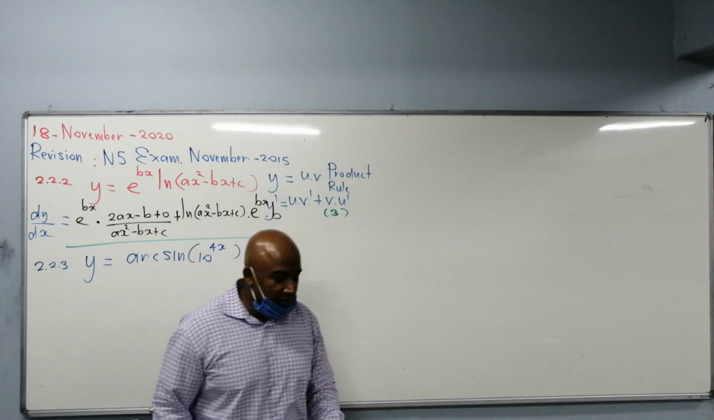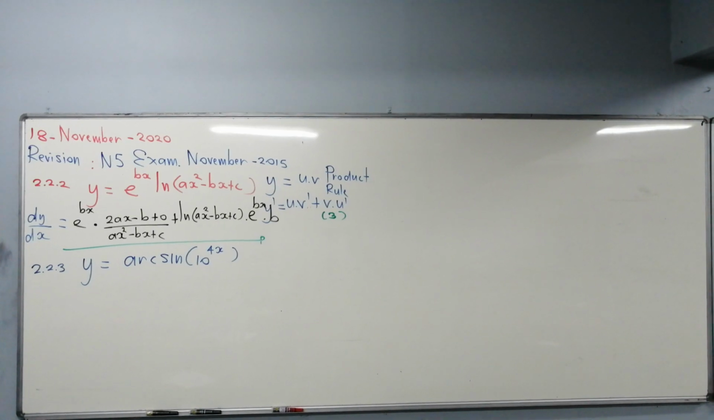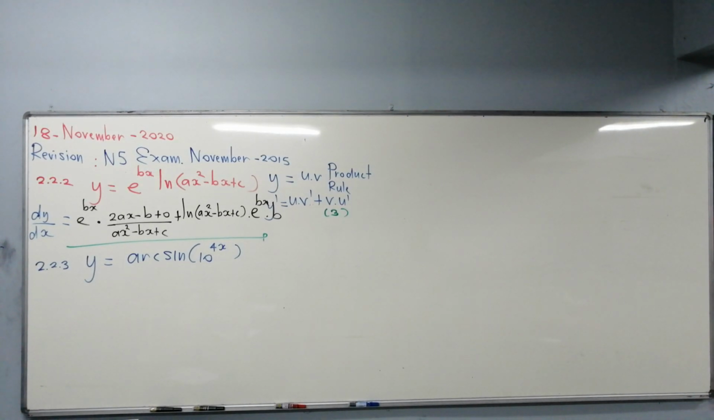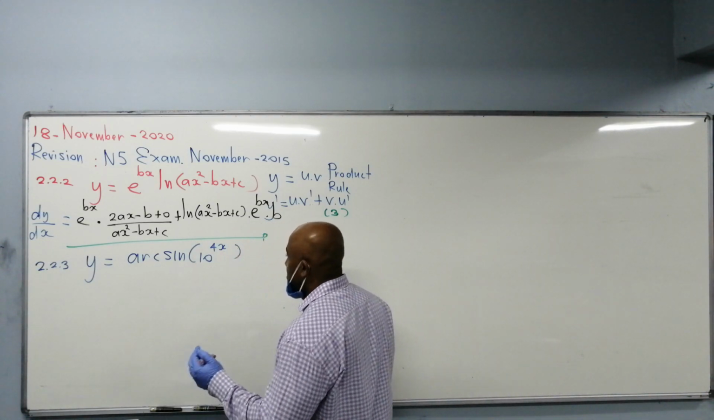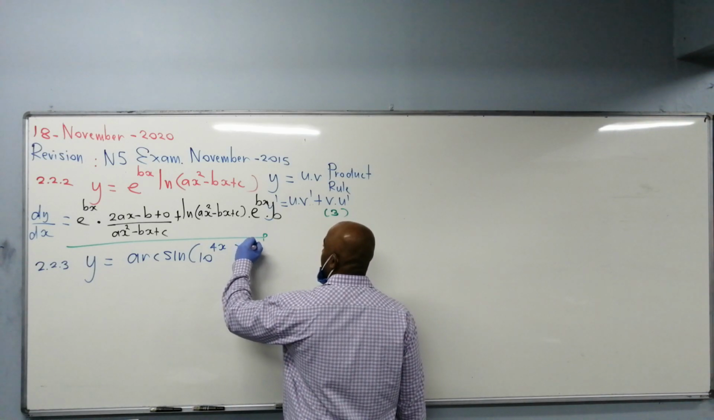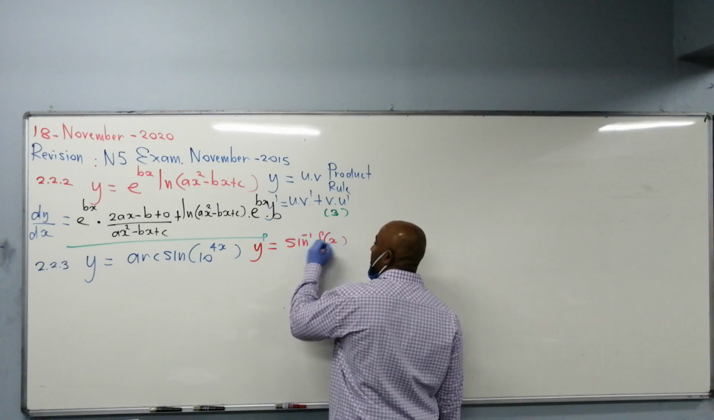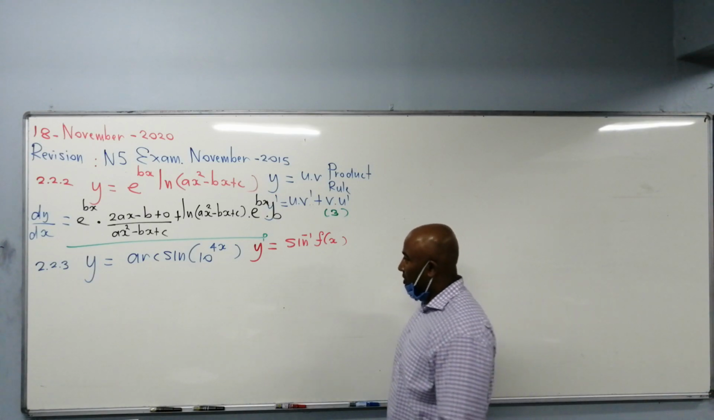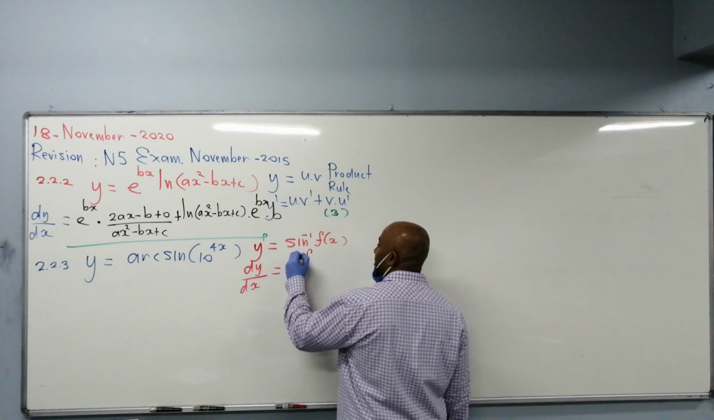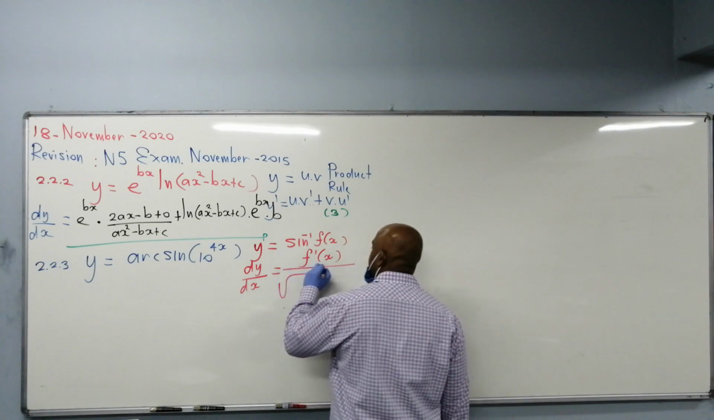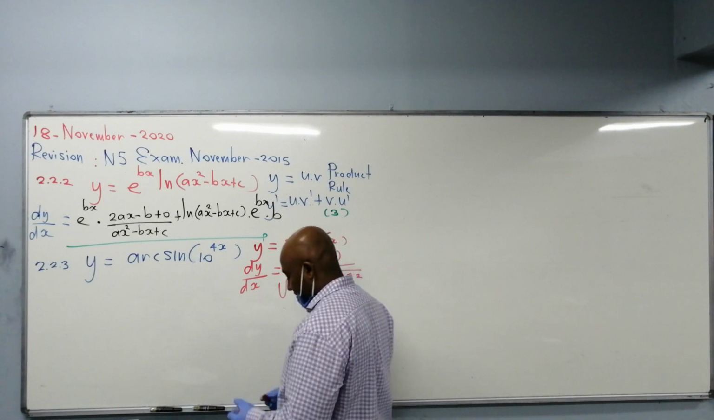Alright, so let me give you 2 minutes to try this one out. Inverse sine. Right, 2.2.3, y is equal to arc sine of 10 to the power 4x. So what are we dealing with here? We are dealing with y is equal to arc sine of your function of x, f of x. So the derivative here, dy over dx, is going to be f prime x, all divided by the square root of 1 minus f of x, all squared.